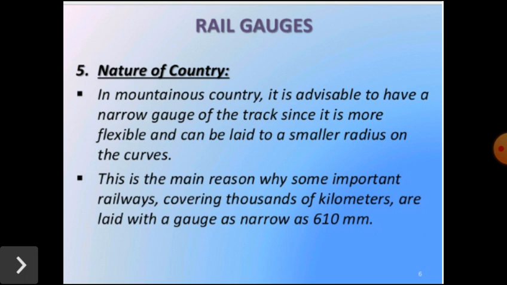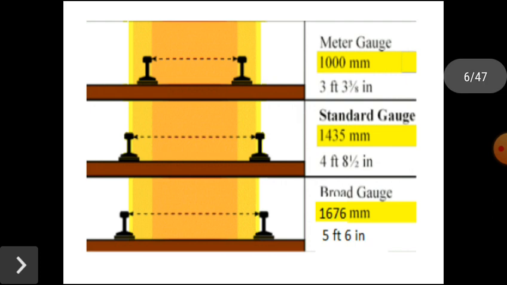Then the types of gauges in Indian Railways. First one, meter gauge. Meter gauge is 1000 mm, measured as the distance between the inner faces of the rails. The distance is 1435 mm in the case of standard gauge, and for broad gauge it is 1676 mm.